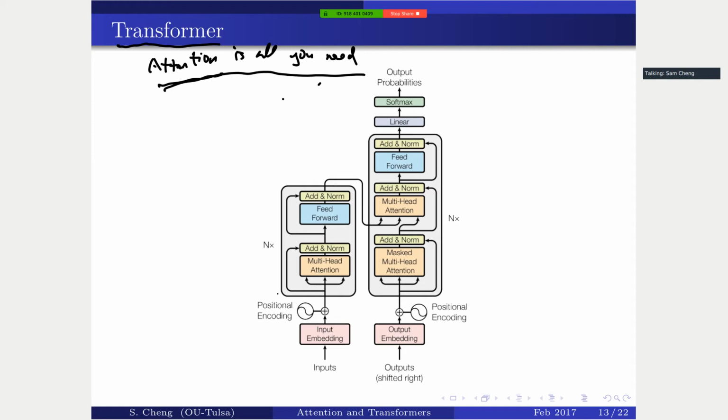Basically, let's see. I will go into each of the components here.